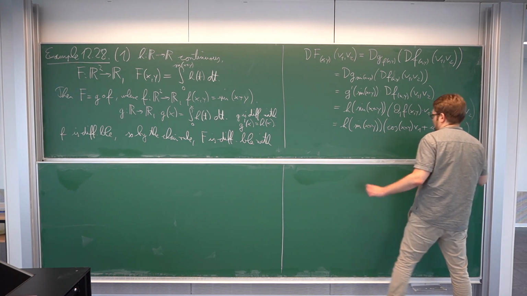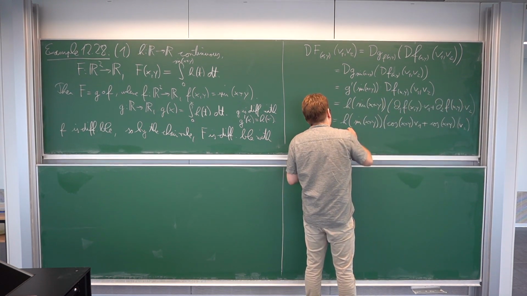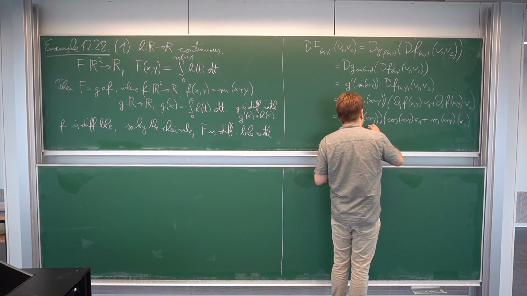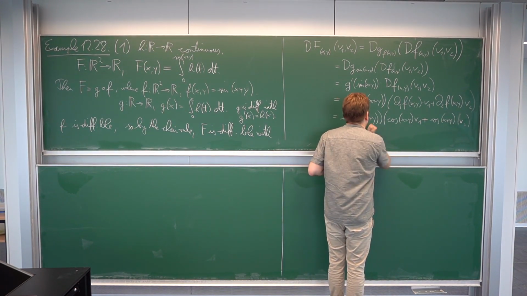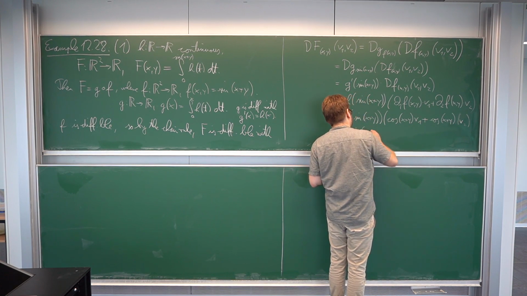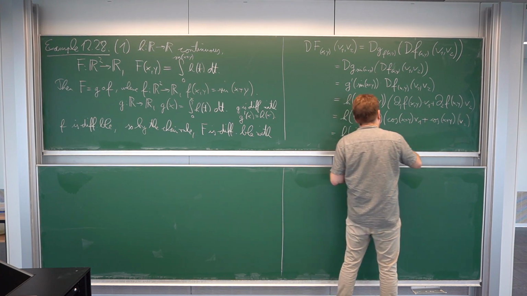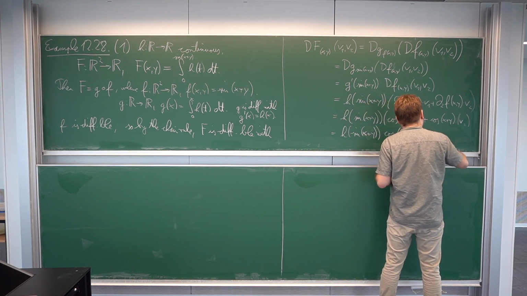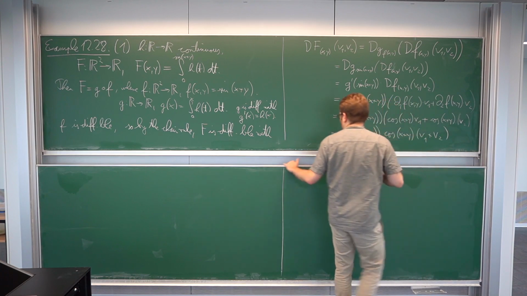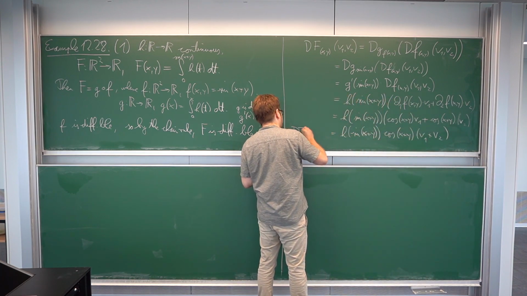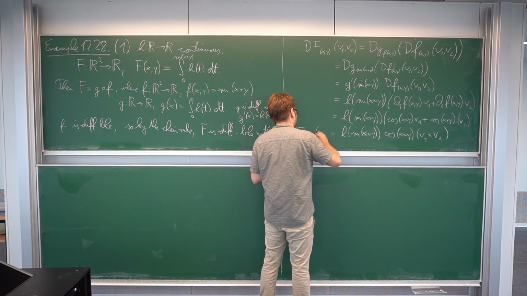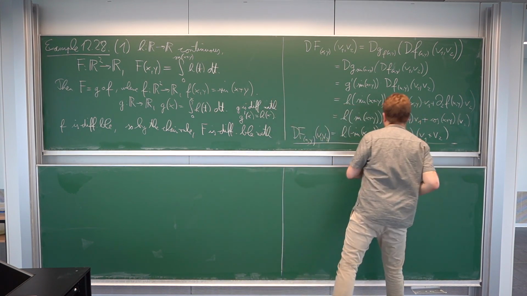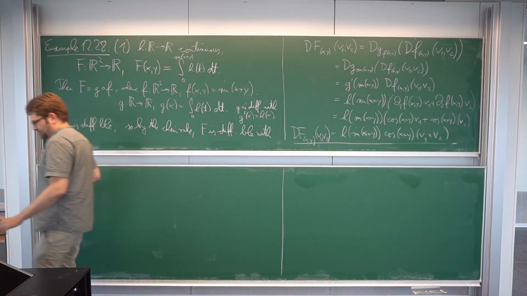And we can simplify this as h of the sine of x plus y times the cosine of x plus y times v1 plus v2. So this is the differential. This is dF in x, y applied to v1, v2. Okay, first application of the chain rule.